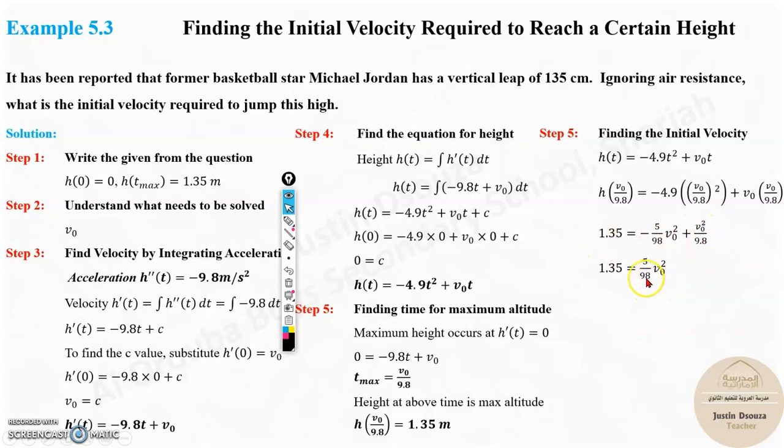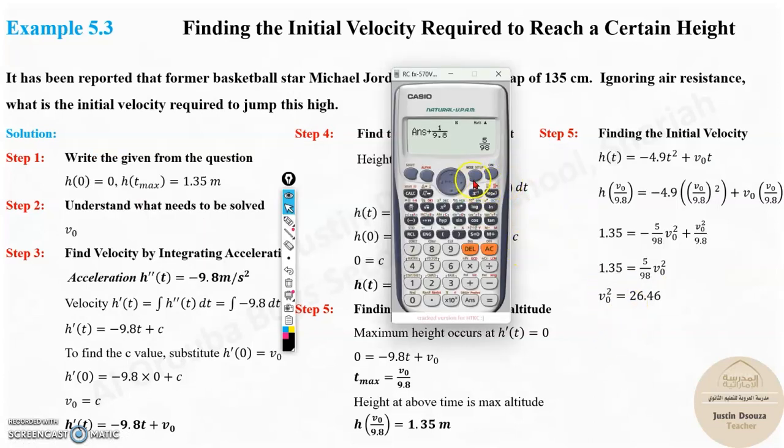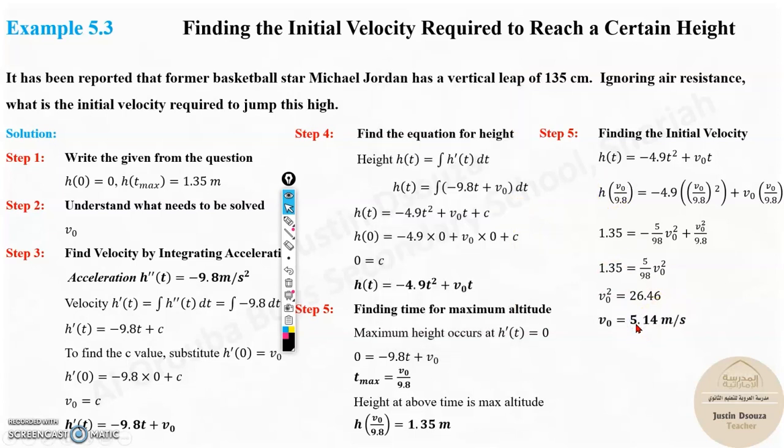Now take this to the other side: 98 to the other side, multiply by 1.35 and divide by 5. The answer is 26.46. What do we do? 1.35 numerator, the denominator comes to the numerator over here. So it's multiply by 98 divided by 5. The answer is 26.46. Now this is not the answer. Square root of 26.46 is the answer. That is 5.14 meter per second.